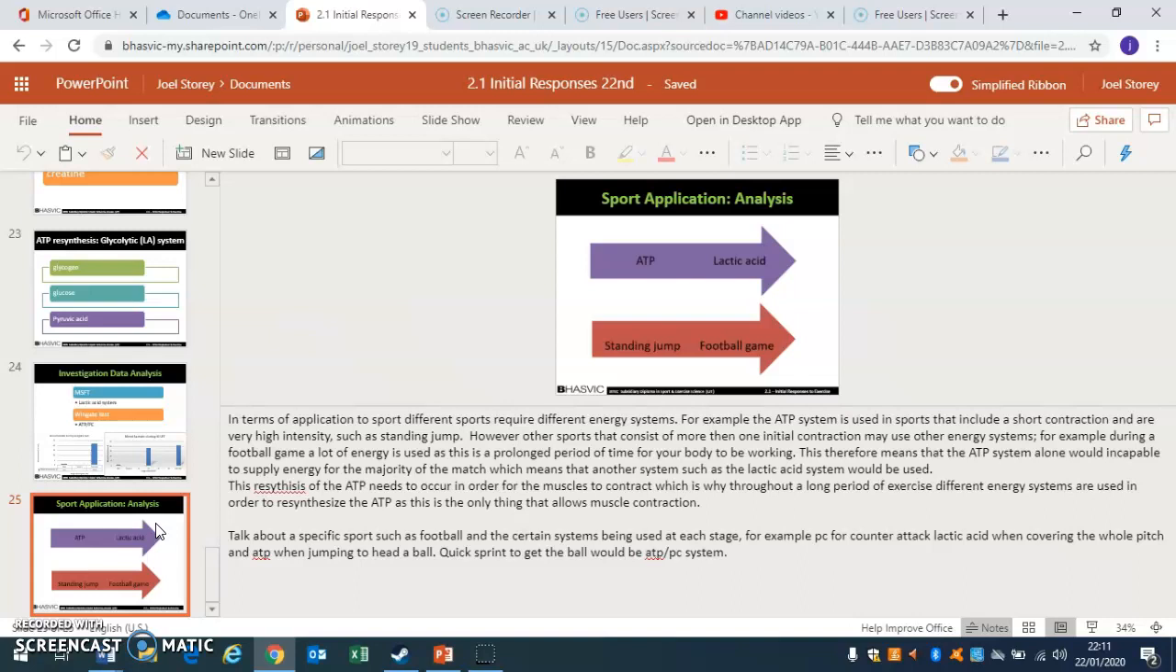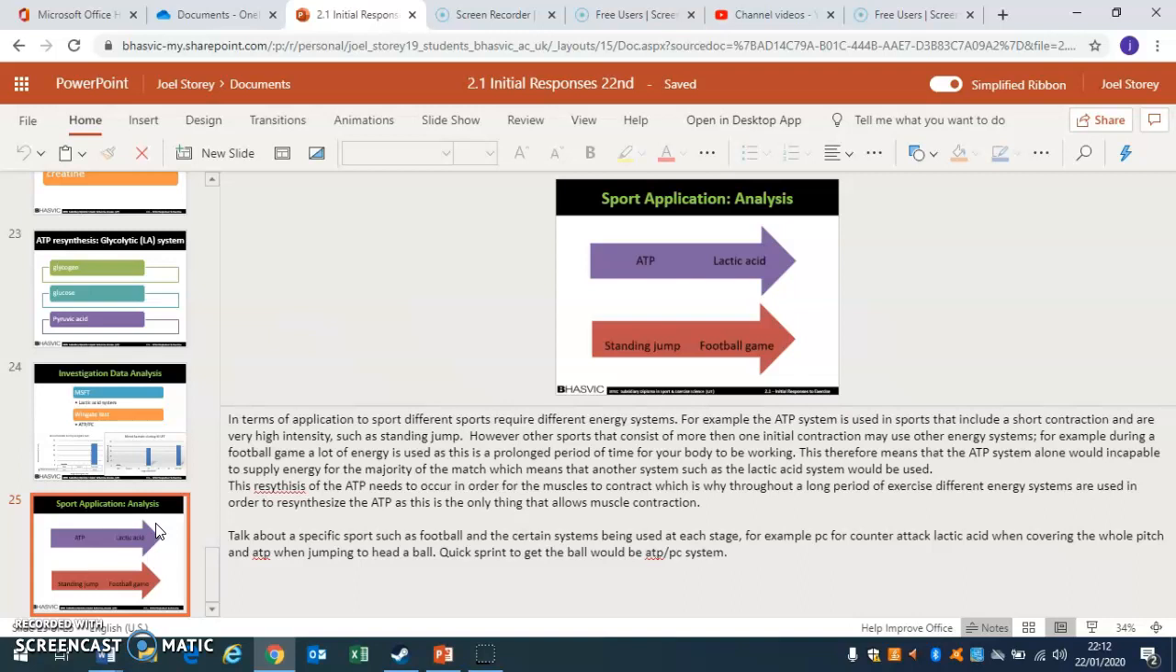For example, a football game. A lot of energy is used, as this is a prolonged period of time for your body to be working. Therefore, the initial ATP and PC system will only be used at the very beginning, and then will predominantly use the aerobic and lactic acid systems for the duration of the rest of the game.